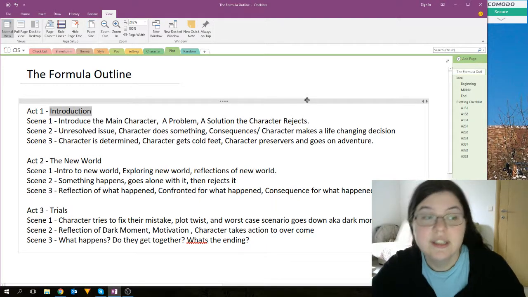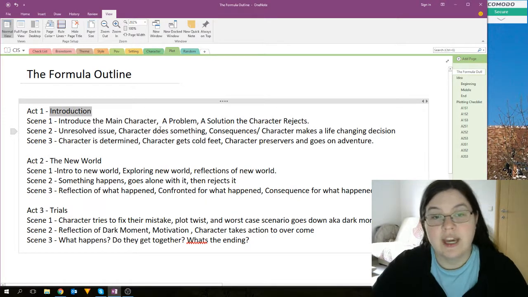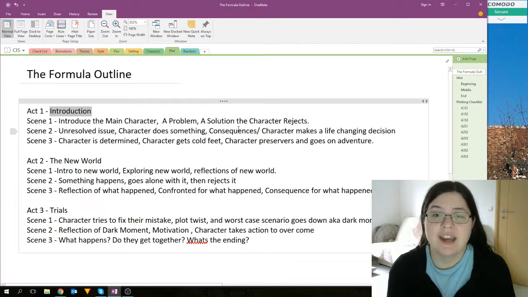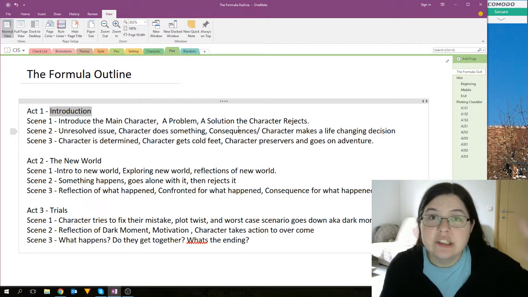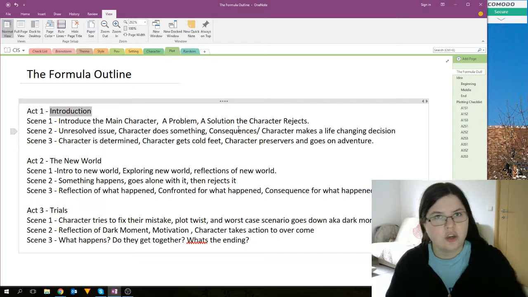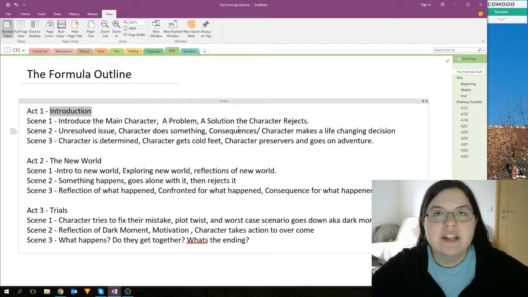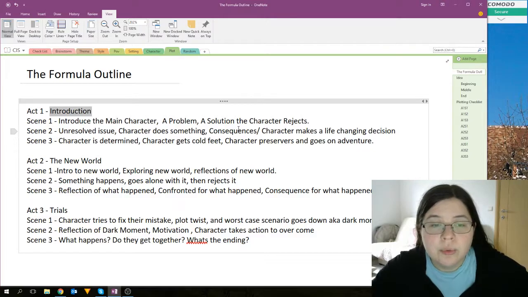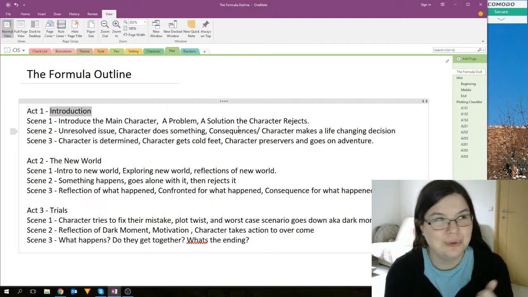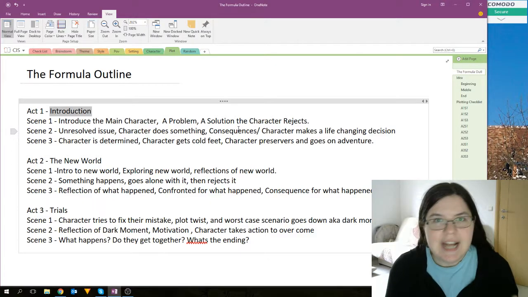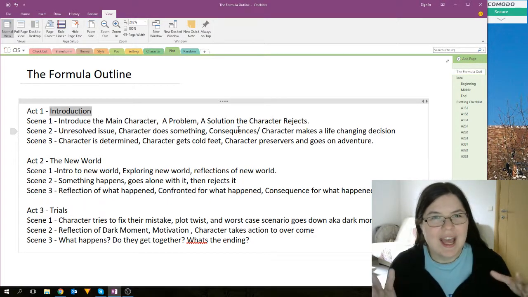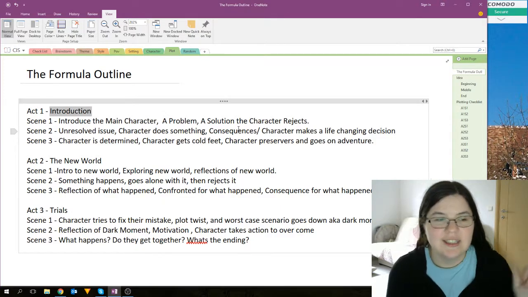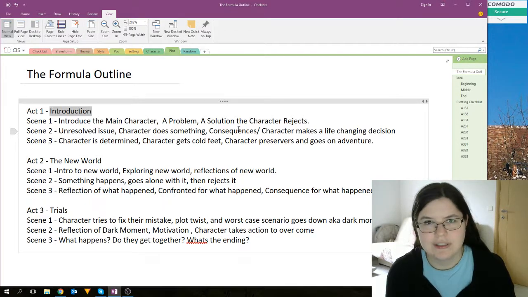All right, so Act 1, Scene 1: introduce the main character, a problem, and the solution that the character rejects. Scene 2: unresolved issue, character does something, there's consequences, and then the character makes a life-changing decision. Scene 3: character is determined, character gets cold feet, and then character perseveres and goes on the adventure anyway. And then Act 2, the new world: introduce the new world, explore the new world, and then reflections of the new world. Scene 2: something happens, your character goes along with it, but at the end they just reject it. And then Scene 3: reflections of what happened, confronted for what happened, and then consequences for what happened.